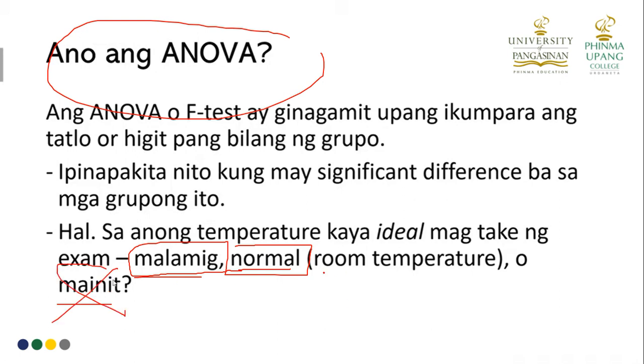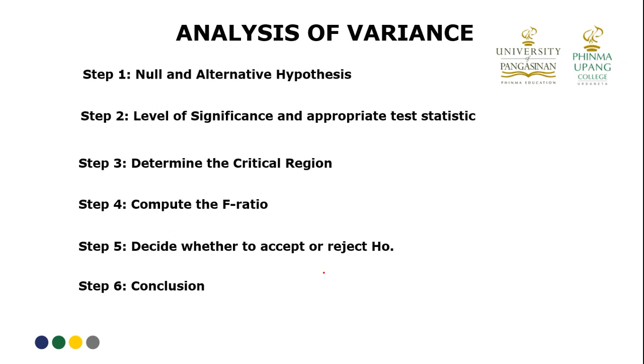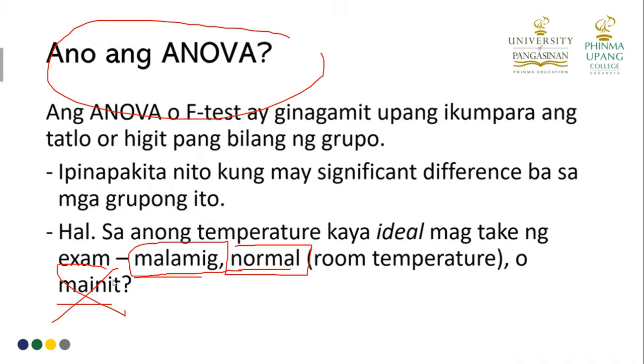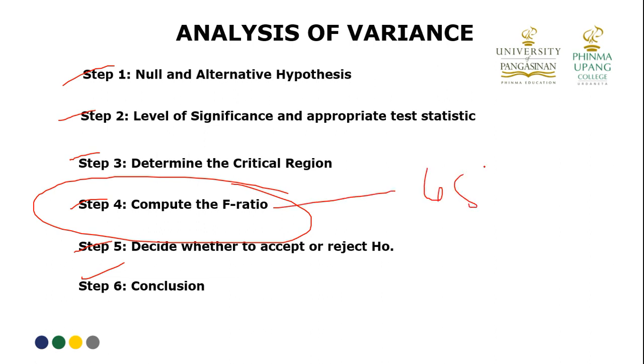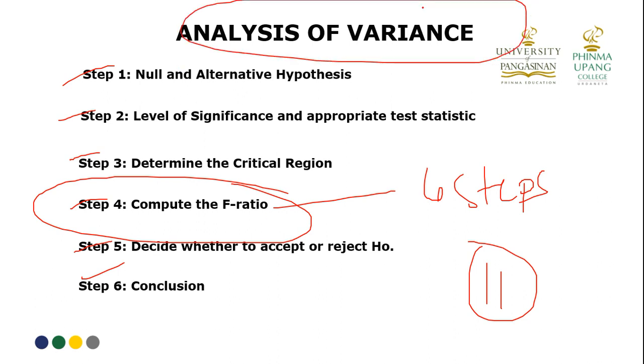Yun po yung ginagamit natin sa research. Pero sa grade 12 ninyo to magagamit. So, analysis of variance, lalong-lalo na yung day 26. Pero yung ANOVA, ito yung ginamit namin nung research. Analysis of variance. We have 6 steps, but in computing the F ratio, we have another 6 steps. A total of 11. So, 11 yung hanapin nyo dito sa analysis of variance or ANOVA.